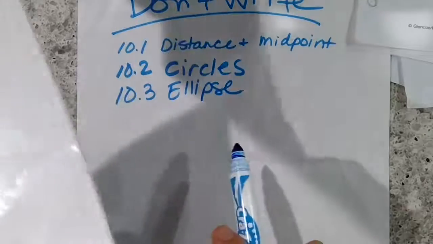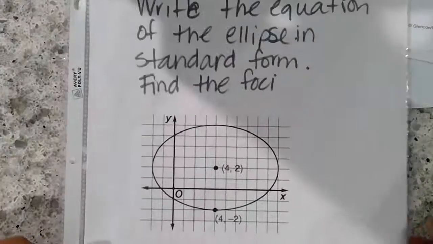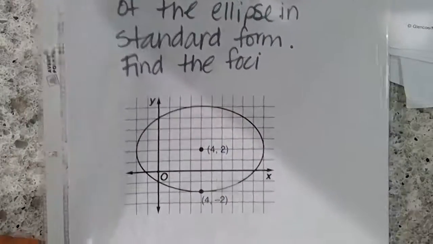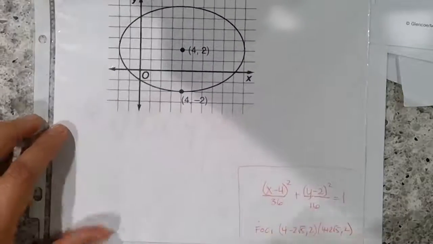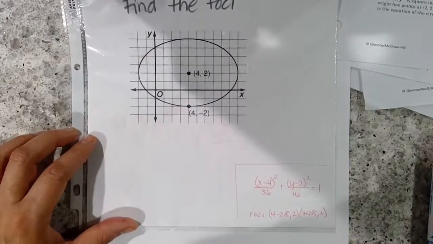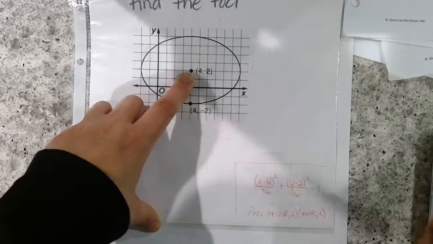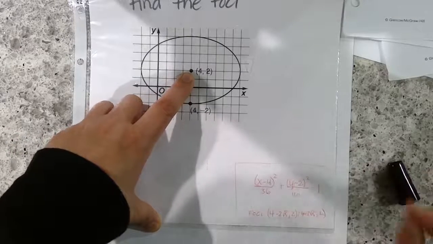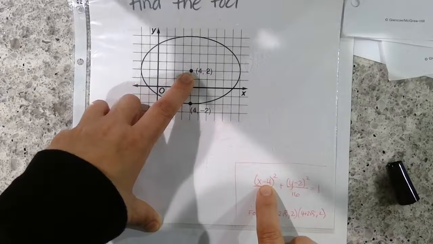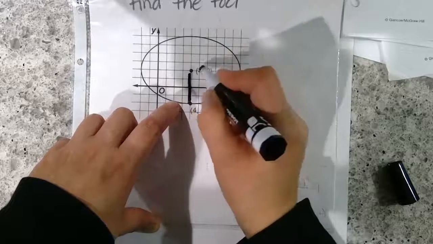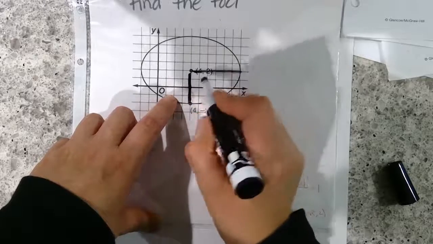Section 10.3 is graphing ellipses. So for this, you have something like this. Come up with the equation for that, or vice versa. Given the equation, go ahead and graph that. Well, what you'll do is your center is 4, 2. So this is the opposite, negative 4 squared, negative 2 squared, and then your a and your b value.